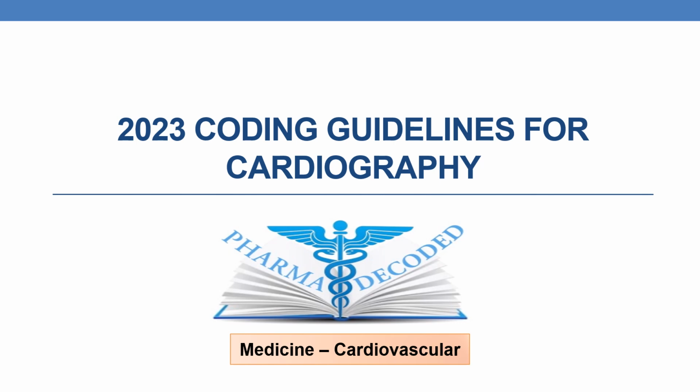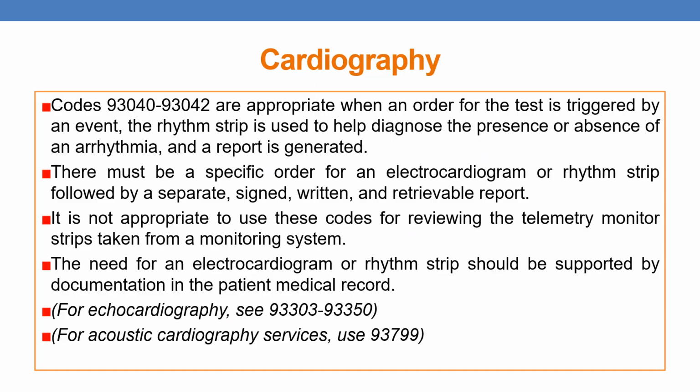Hello everyone, now let us discuss the 2023 coding guidelines for cardiography. This comes under the Medicine chapter of CPT, under the subdivision Cardiovascular. Codes 93040 and 93042 are appropriate when an order for the test is triggered by an event. The rhythm strip is used to help diagnose the presence or absence of an arrhythmia and a report is generated.